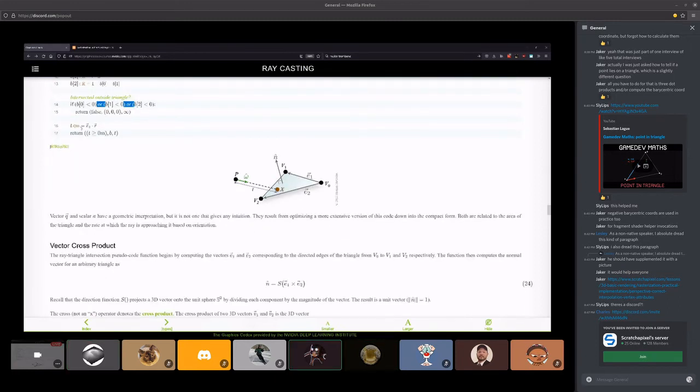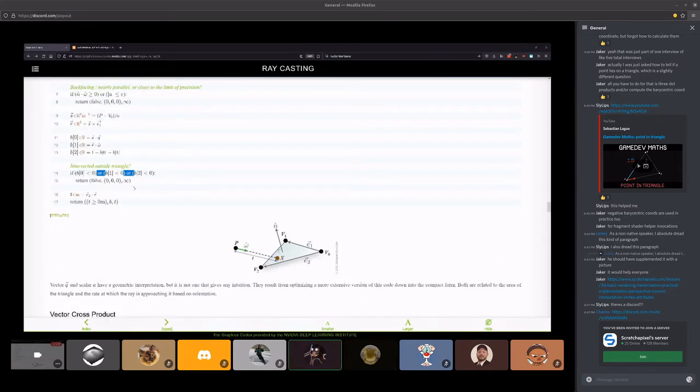Yeah, the thing you want to ensure is that the weights are normalized.